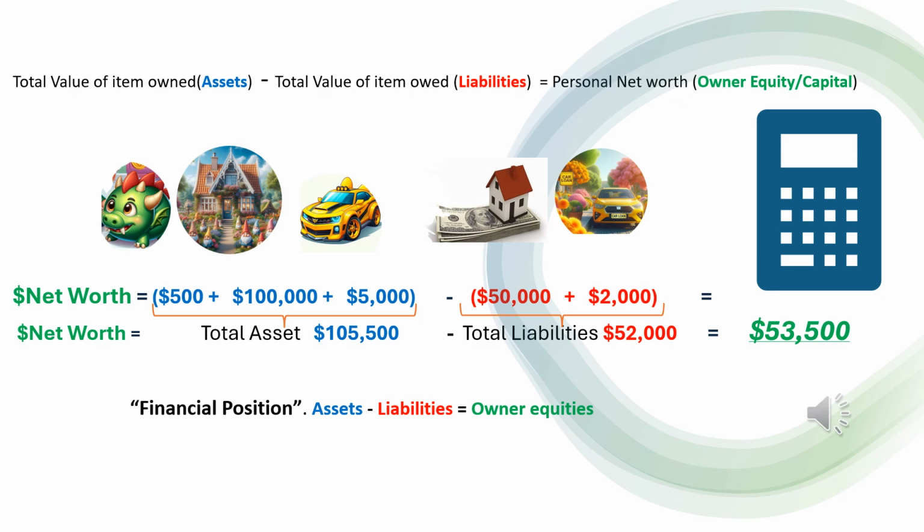Bob's eyes widened. "Wow, I'm worth $53,500. That's amazing." Alice smiled. "See, Bob? It's not so bad. This is what we call financial position. Total assets minus total liabilities equals owner equity or capital. Now you know your net worth. Let me create your balance sheet."